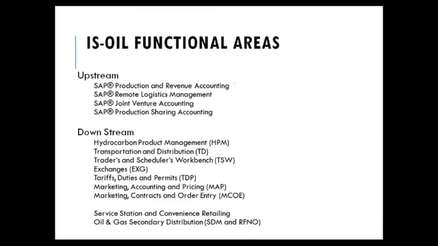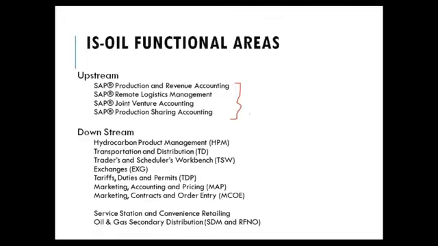So upstream, there are 4 modules in it. Production and revenue accounting, remote logistics management, joint venture accounting, and production sharing accounting. Mostly people with a finance background prefer this upstream because most of it is the accounting part. It's a little difficult and on the higher side. So people with finance and accounting backgrounds prefer this upstream functional area.